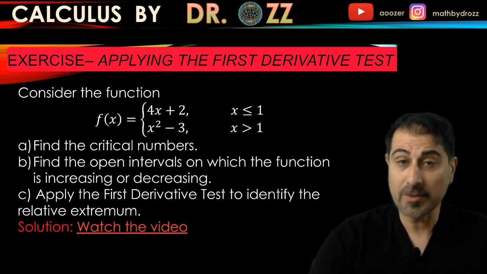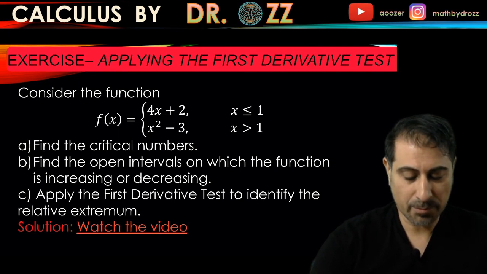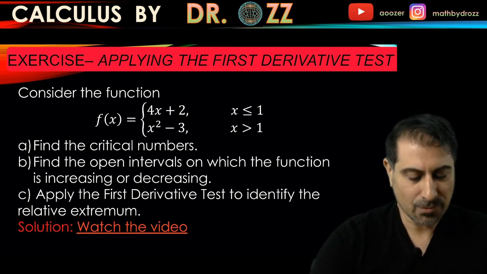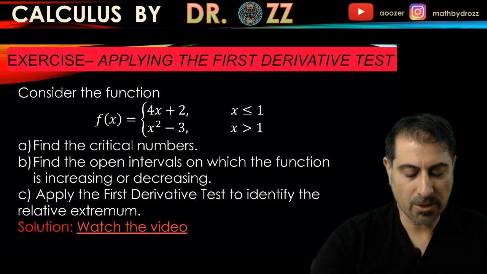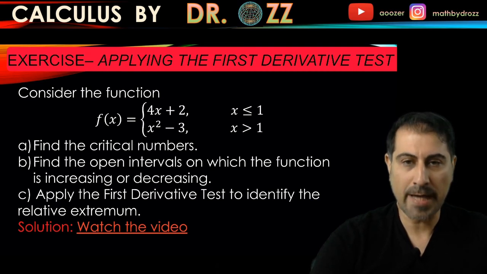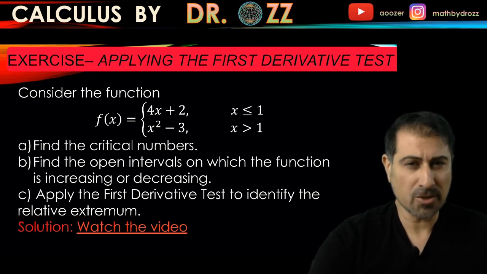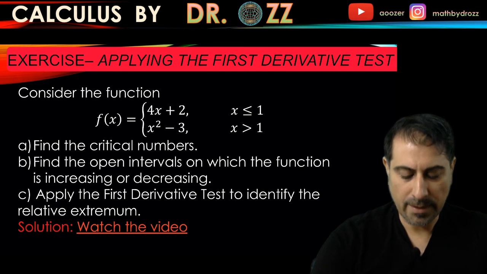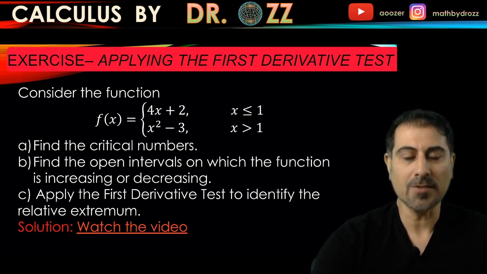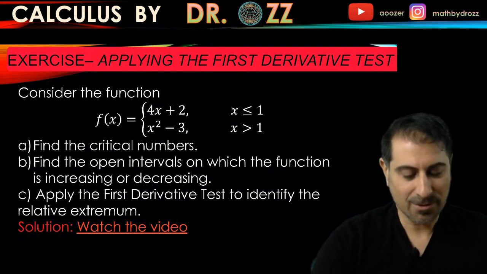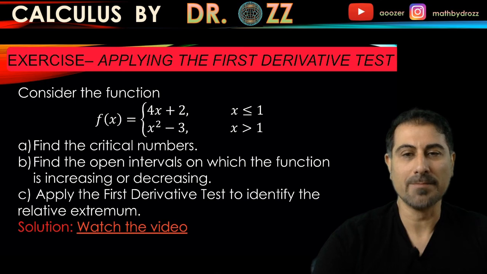And there's another example. I intentionally picked this example because it's a piecewise defined function. On the left of one, the function is linear, and on the right of one, it's quadratic. So you're going to locate the critical numbers. Obviously, one is a junction point. You're going to be careful out there. In the next step, we're going to find open intervals on which the function again is increasing or decreasing. And the final step is the application of the first derivative test to identify relative extrema.